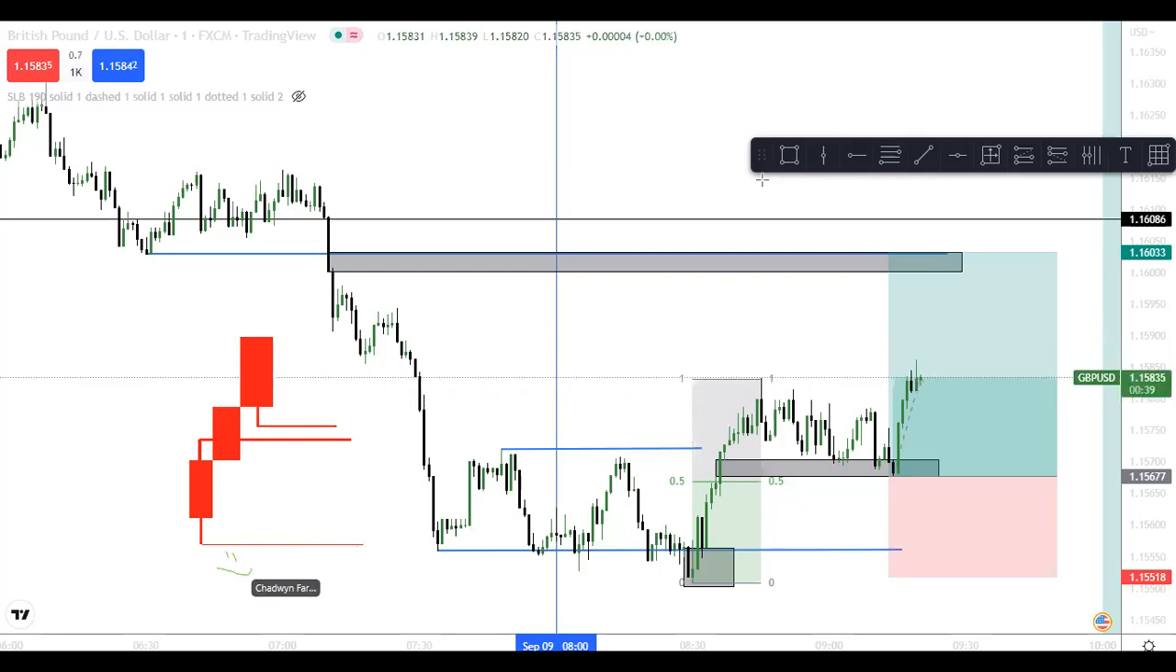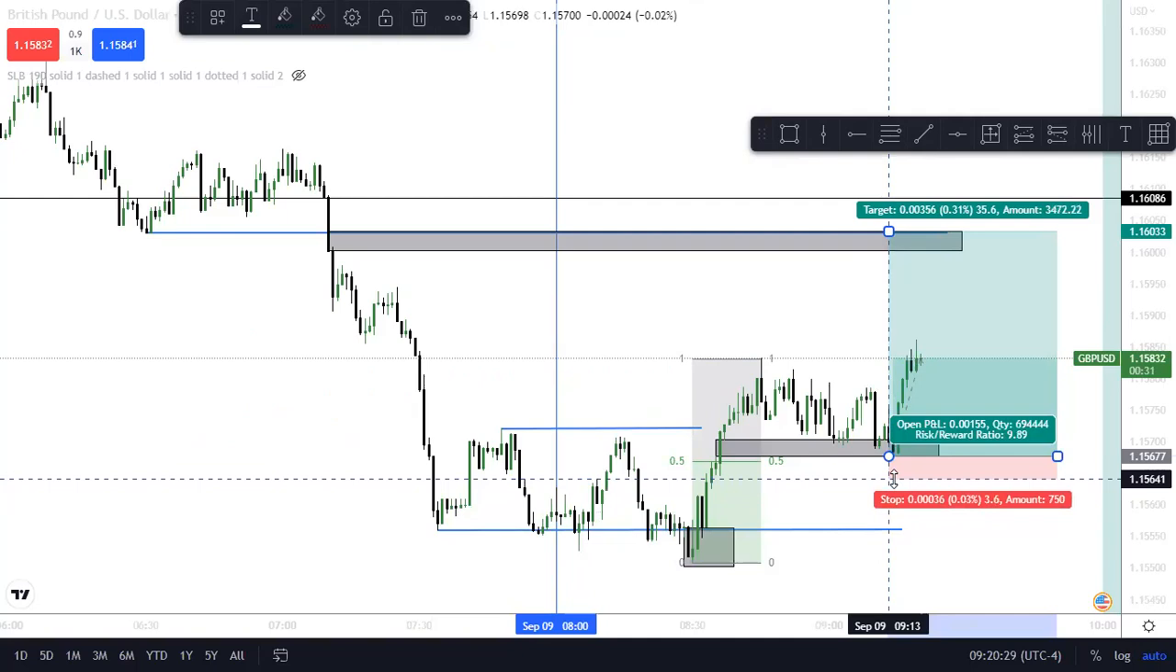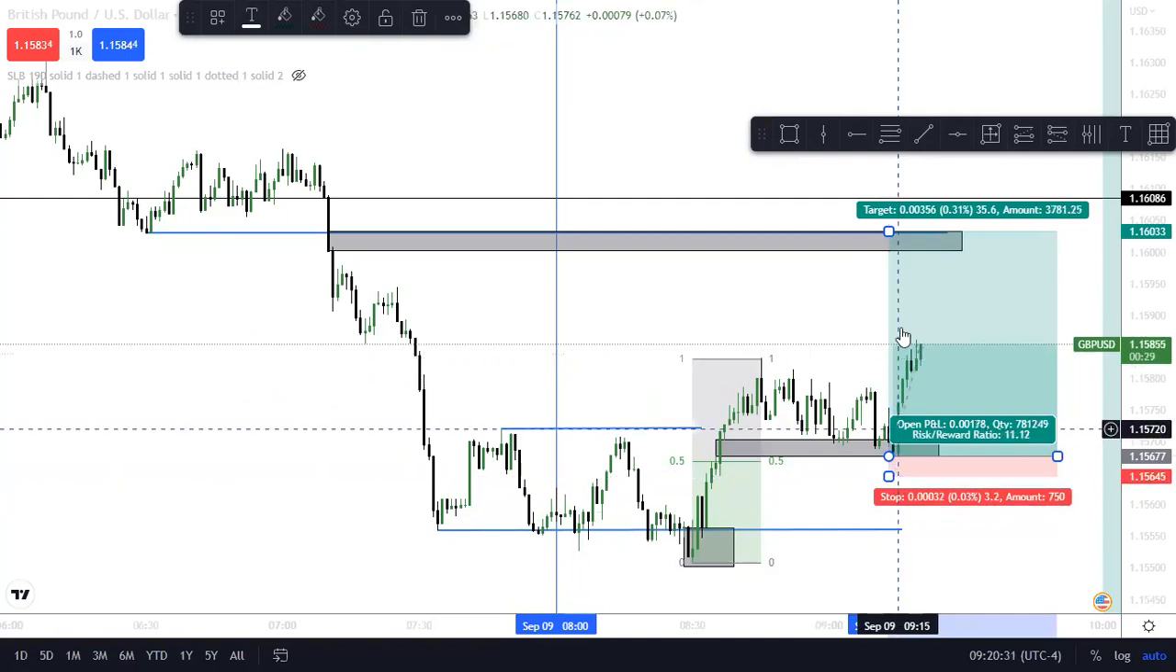Nice and easy, Charlie. Nice and easy. So this trade would look something like that. Right there. There we go. First targets.